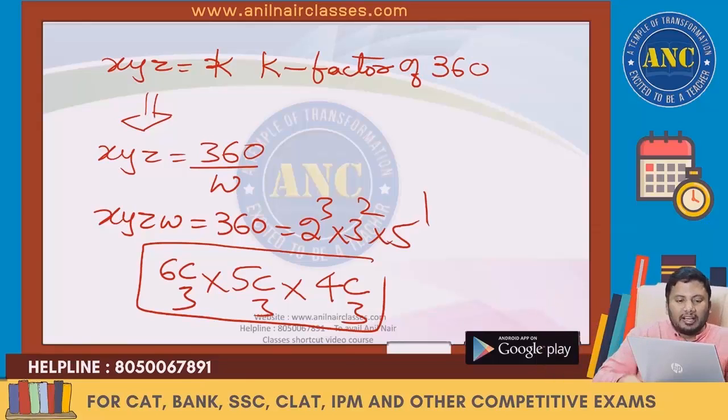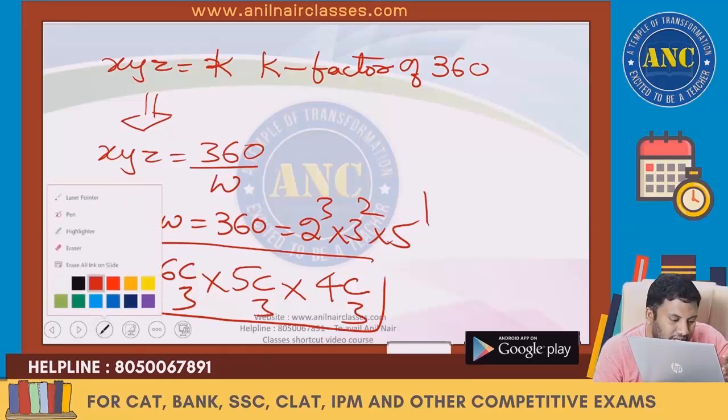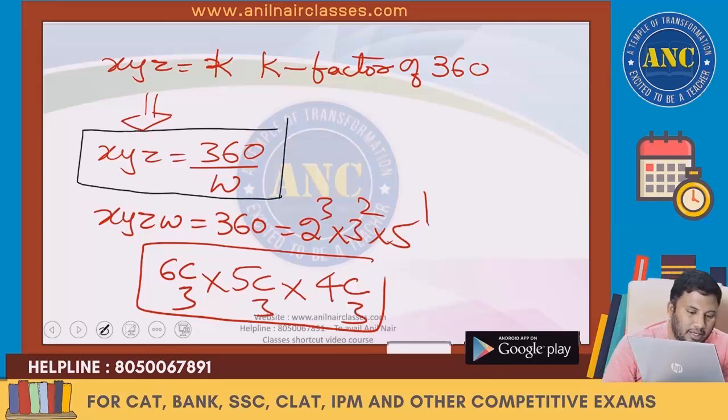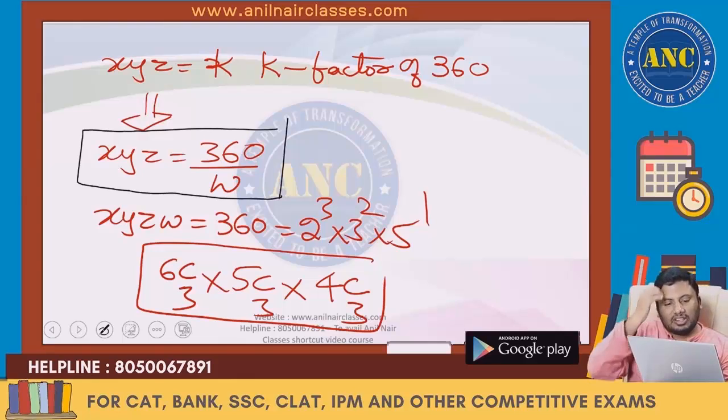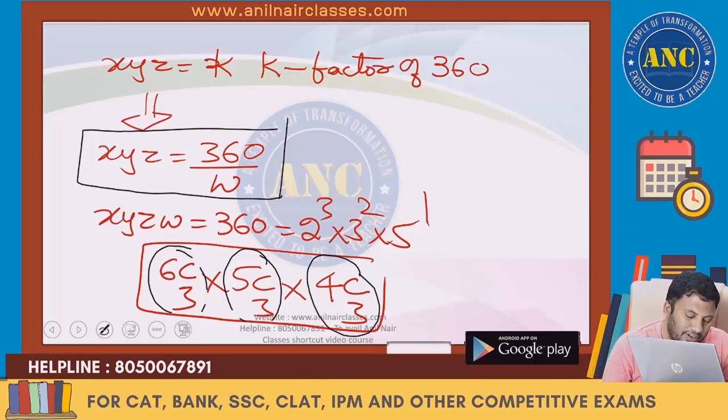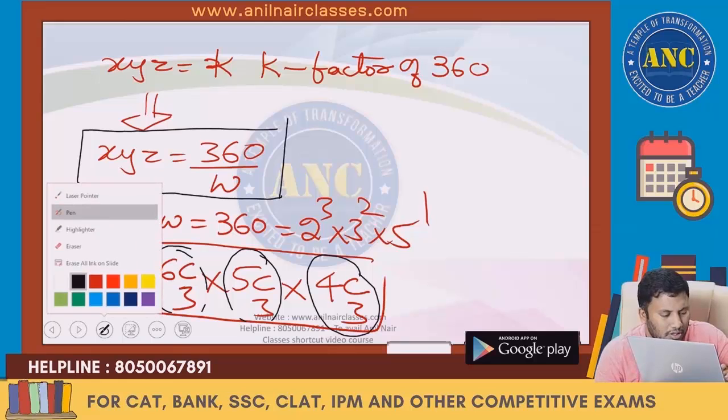I hope the idea is clear. x y z is K. K is a factor of 360. Any factor of 360 is of the form 360 by W. So x y z w is 360. 360 is 2 cube into 3 square into 5 power 1. 3 plus 4, 7. 7 is 6C3. 2 plus 4, 6. 5C3. 1 plus 4, 5. 4C3. 6C3 into 5C3 into 4C3. Everybody clear? Toughest questions which you can solve very easily.